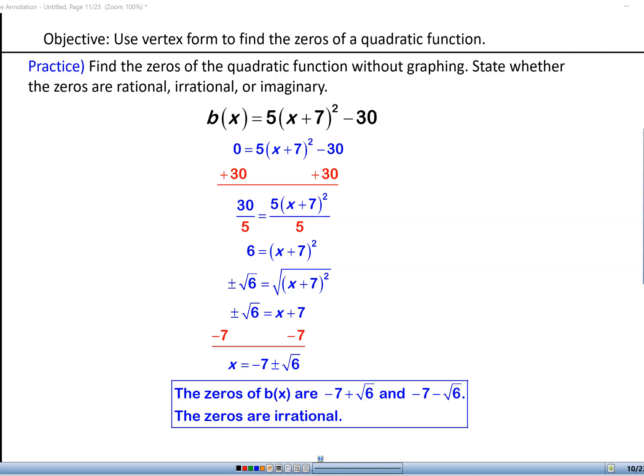All right, let's take a look. So here in this one, you should have added 30 and then divided by 5, giving you this. And that is when you should have used your square root property. And there's the plus or minus in front of the square root of 6. And then when you subtracted the 7, giving you a negative 7, it should have gone in front of the plus minus because negative 7 is rational and the square root of 6 is irrational. So separating them, we have a negative 7 plus a square root of 6 and a negative 7 minus a square root of 6. It doesn't really matter which one you put first as long as you have them both and they are separated. Because of the square root of 6, that makes them both irrational.